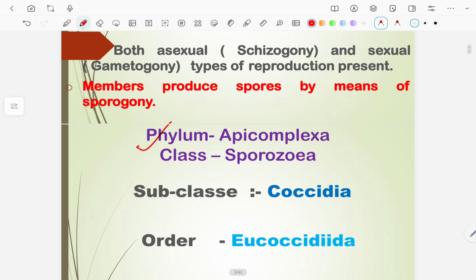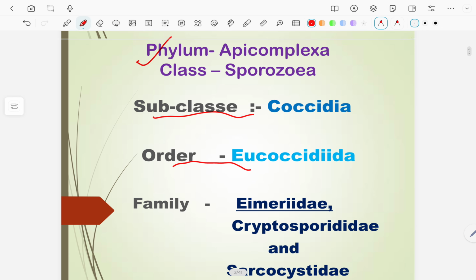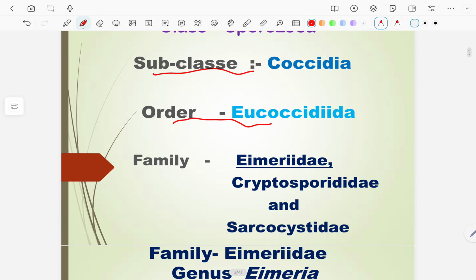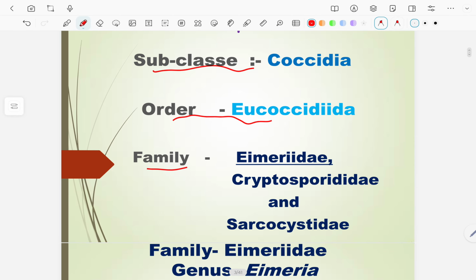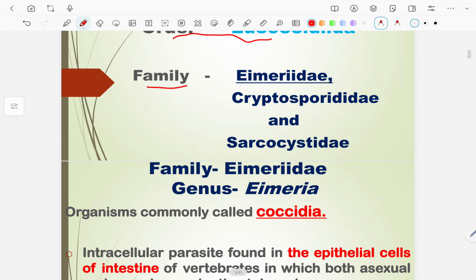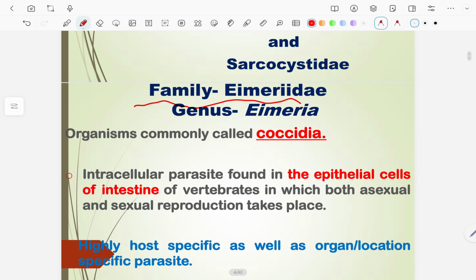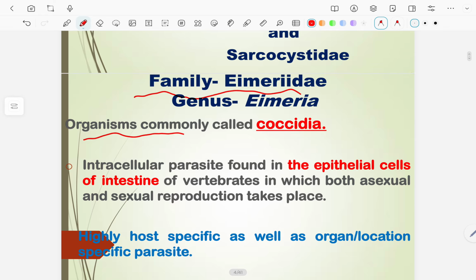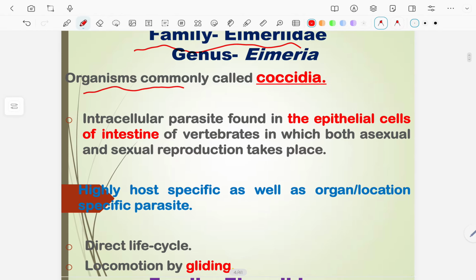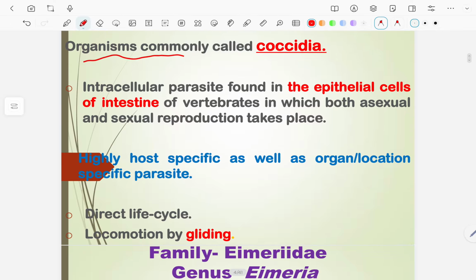Phylum Epicomplexa, class Sporozoa, subclass Coccidia, order Eucoccidiida. Families Eimeriidae, Cryptosporidiidae, and Sarcocystidae. Family Eimeriidae, genus Eimeria. The organism is commonly called coccidia, an intracellular parasite found in the epithelial cells of the intestine of vertebrates, in which both asexual and sexual reproduction take place.